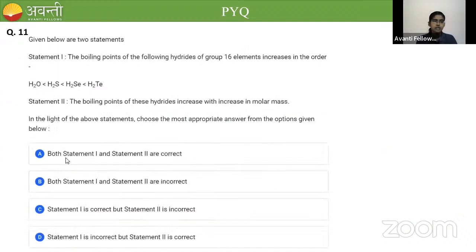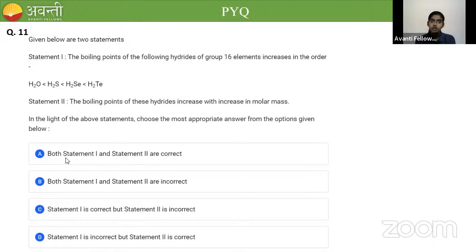Now coming to question number 11, again a statement type question. The boiling points of the following hydrides of group 16 elements increase in the order oxygen, sulfur, selenium, and tellurium. So here, the tellurium hydride has the highest boiling point according to the given statement. So it is claimed that the last compound has the highest boiling point. Is that true, on moving down the group?